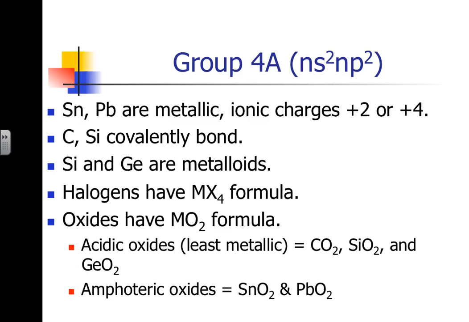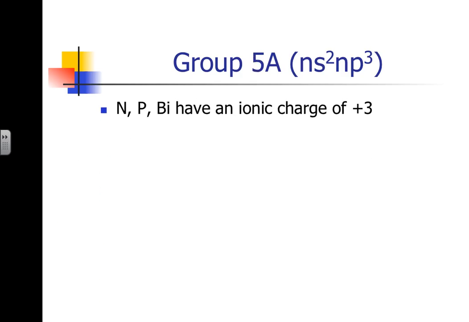Acidic oxides are shown there, and amphoteric oxides are shown there. Again, tin and lead, notice how close they are to the metalloid line. So they are metals, yes, but they still have some non-metallic character, which is making them more amphoteric and not completely basic. Okay, so group 5.